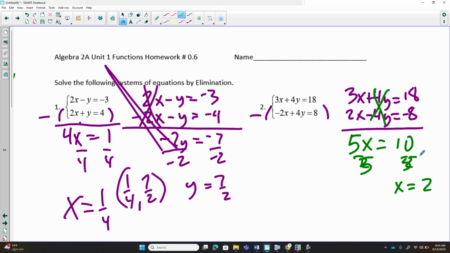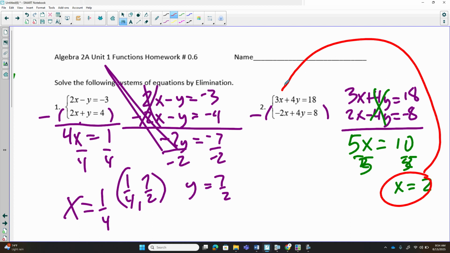This one I'm just going to substitute back in. It's a nice number. Over here I had a fraction, so I was hesitant, and that's why I did double elimination, because it's set up really easy. This one is set up really nice to go ahead and take the 2 and plug it back in. Now I'm going to write the equation out to be 3 times 2 plus 4y is equal to 18.